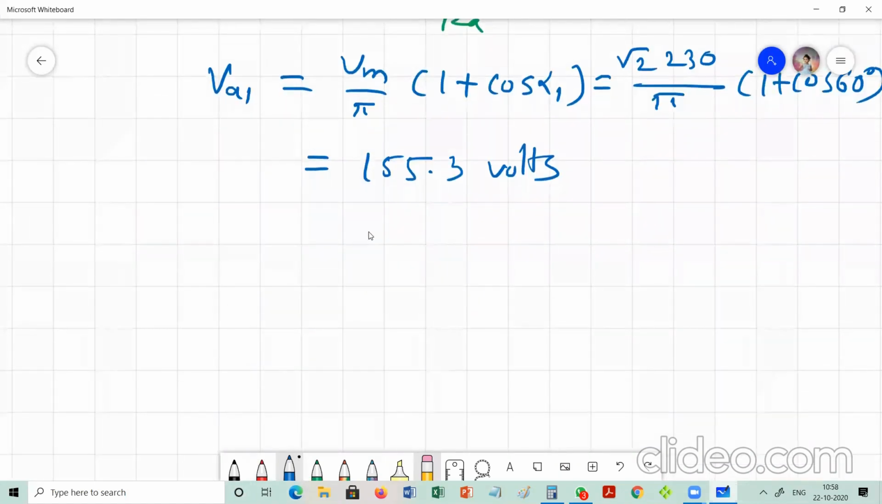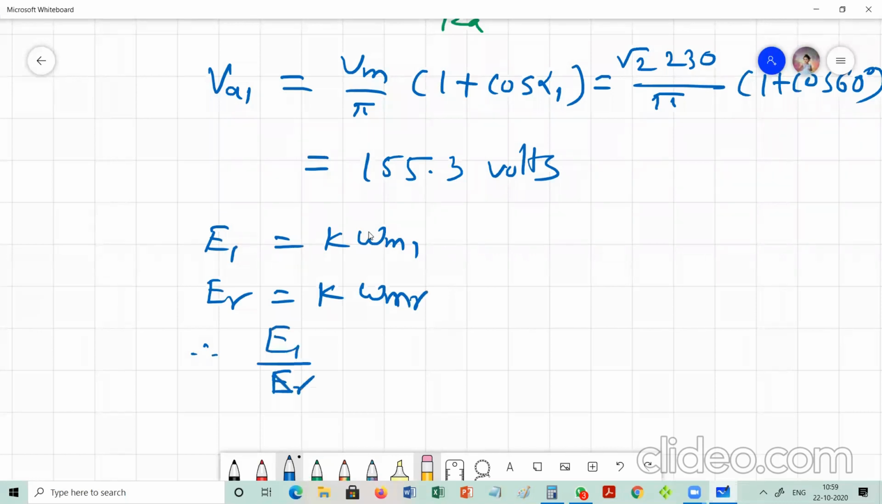Once you have calculated VA1, now we have to calculate E1. Only then can we go for calculation of IA1. For that you have to use the ratio. Since E1 is equal to K omega M1, and ER was equal to K into omega MR, therefore E1 by ER is equal to omega M1 by omega MR, or we can write it as N1 by NR.